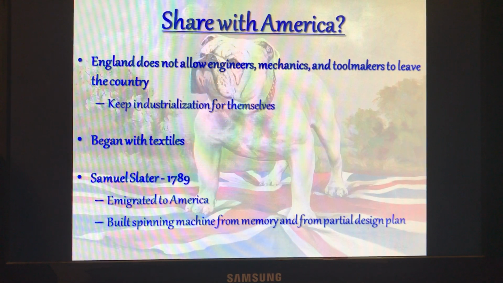And it began with textiles, cloth making, making clothes. And it started with a guy named Samuel Slater, a British guy who emigrated to the United States just about a decade after the U.S. broke away from Britain. And he built a spinning machine from memory and from partial designs. So now we already have, not even a century later from the American Revolution, but just about a decade later, one piece of textile machinery that used to be in England alone. Now it's over here in America, making clothes for Americans.